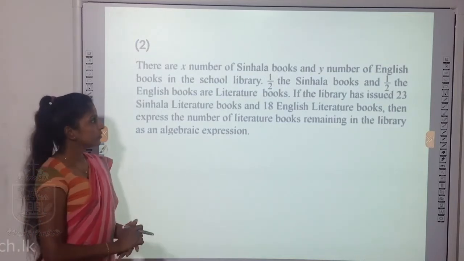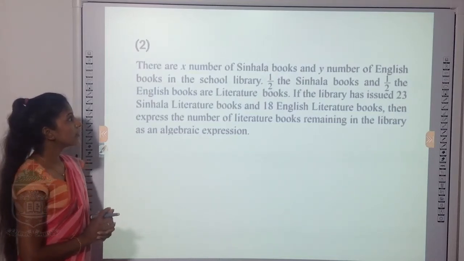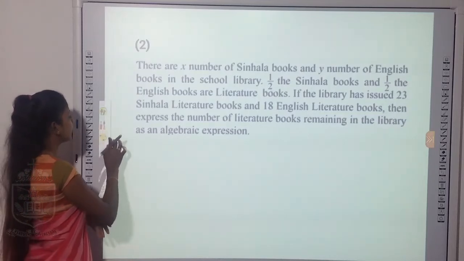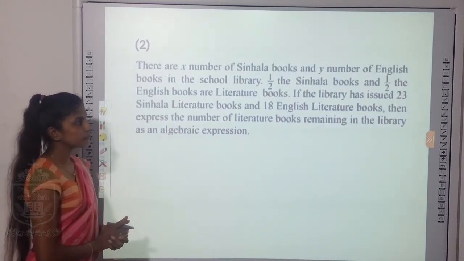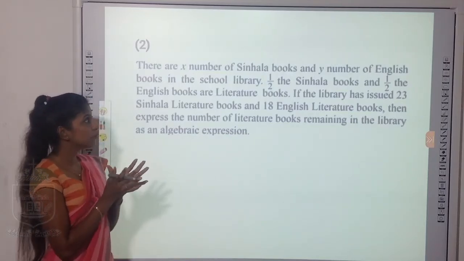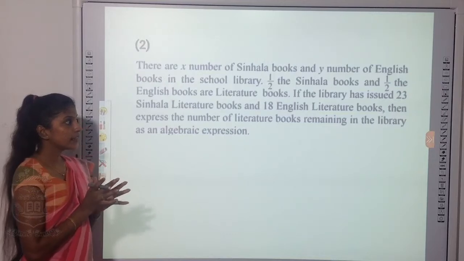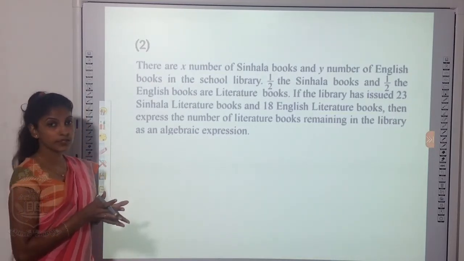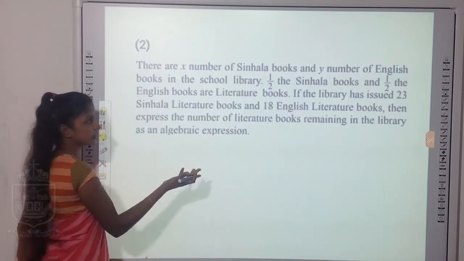Right, so one more question. You have two unknowns here, right? So we'll read the question. There are x number of Sinhala books and y number of English books in a school library, and then half the Sinhala books and half the English books are literature books. Okay, so I'm going to write it in brief like this.